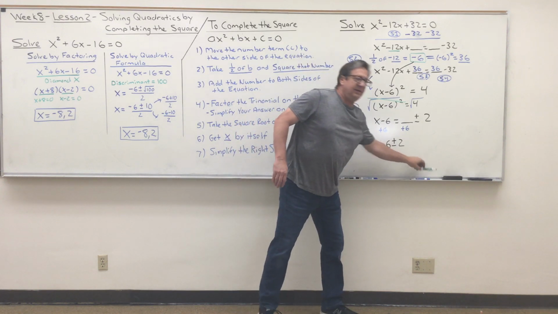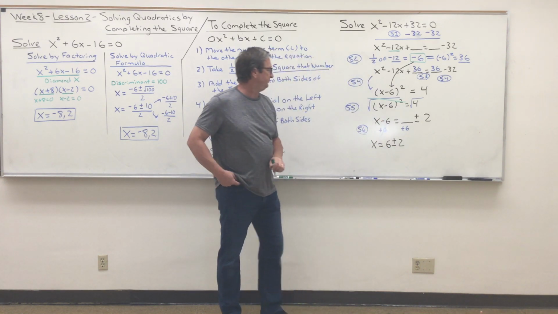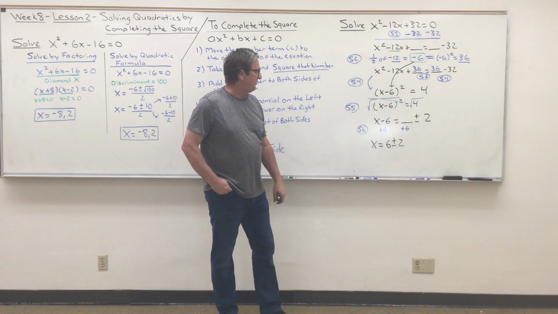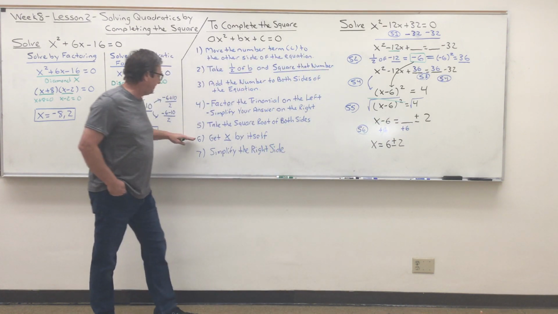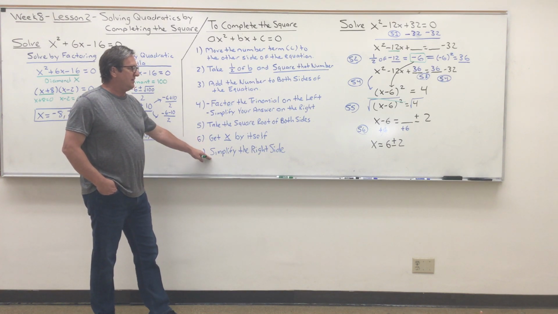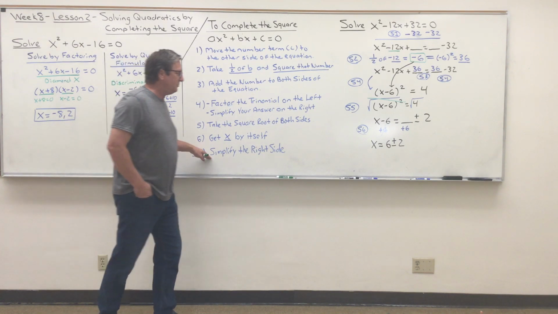So the 6's canceled, and I put the 6 here, and I'm left with x equals 6 plus or minus 2, so we've accomplished step 6. And then step 7 is one with the plus and one with the minus.